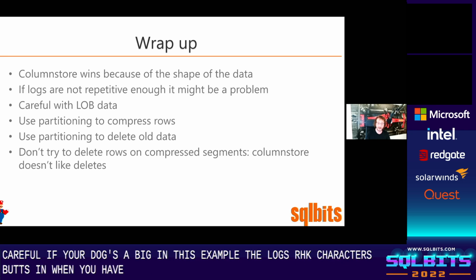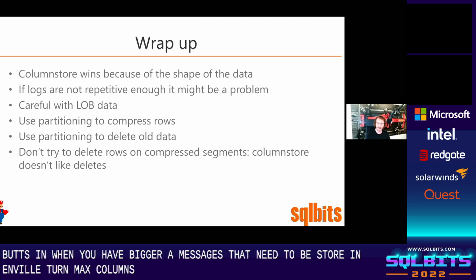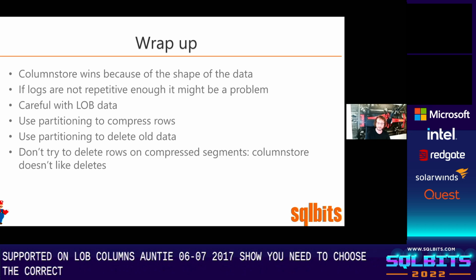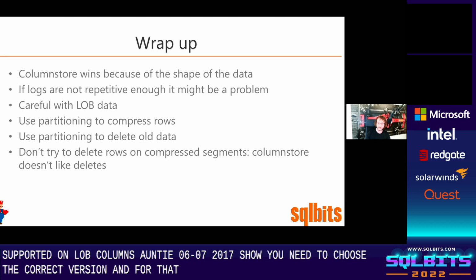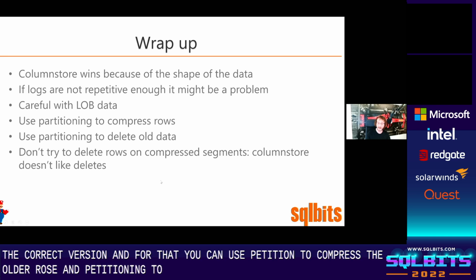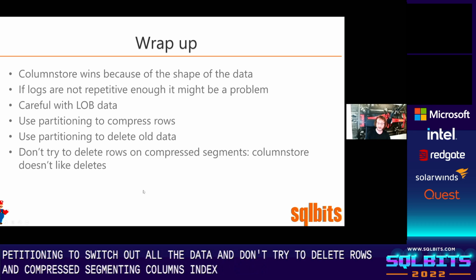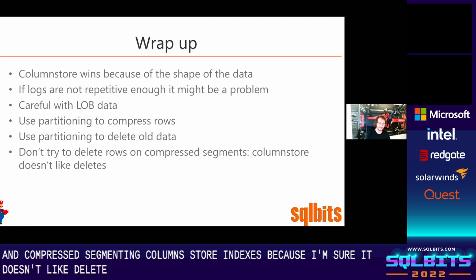when you have bigger messages that need to be stored in nvarchar max columns, that is LOB data, and column store is not supported on LOB columns until SQL Server 2017. So you need to choose the correct version for that. You can use partitioning to compress the older rows, and partitioning to switch out all the data. And don't try to delete rows on compressed segments in column store indexes, because column store doesn't like deletes. It will only make your data bigger and not smaller.